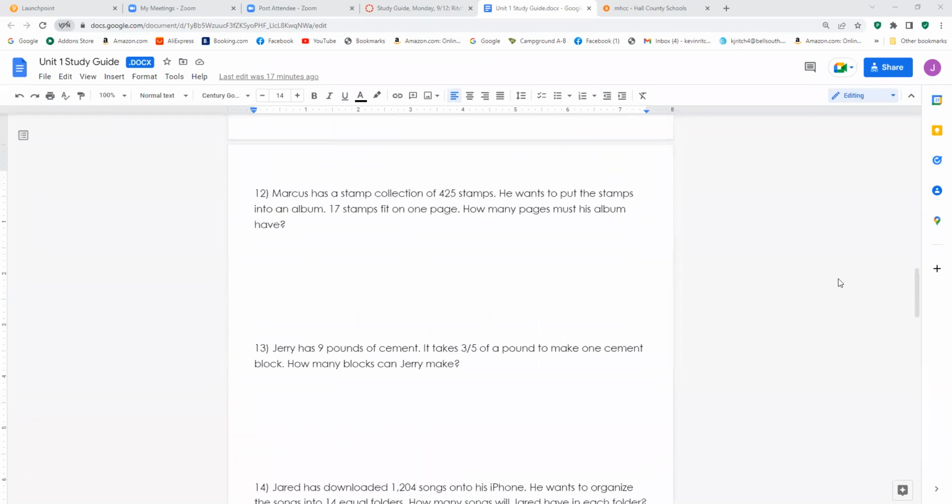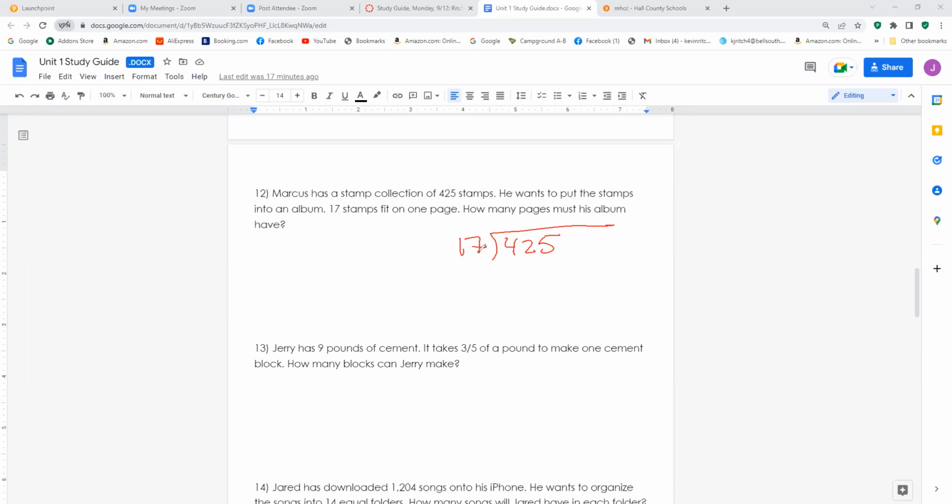All right, let's take a look at number 12. Marcus has a stamp collection of 425 stamps. He wants to put the stamps into an album. 17 stamps fit on one page. How many pages must he have? Well, we're going to divide 425 stamps by 17 at a time.